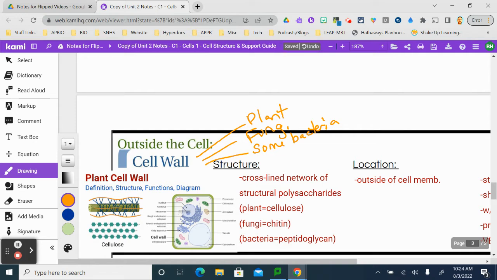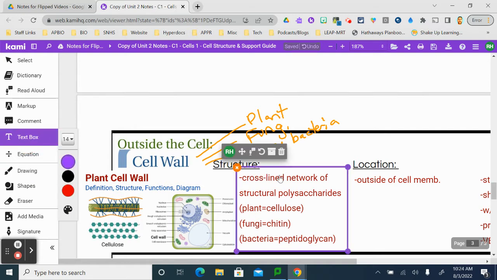And so what the cell wall is a cross that says lined. That should actually be the word. See if I can change it.